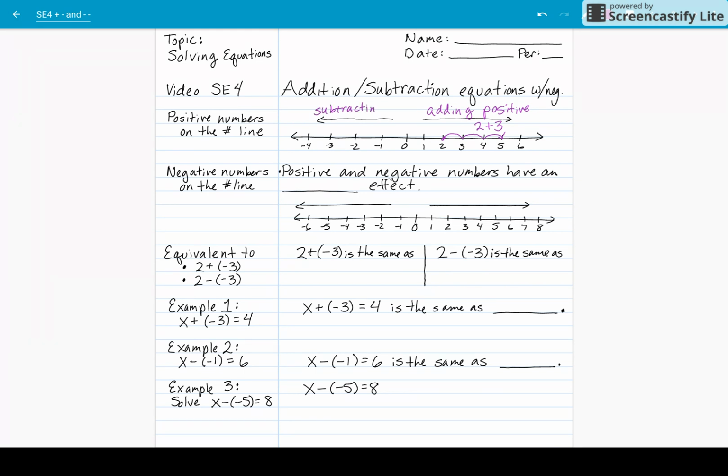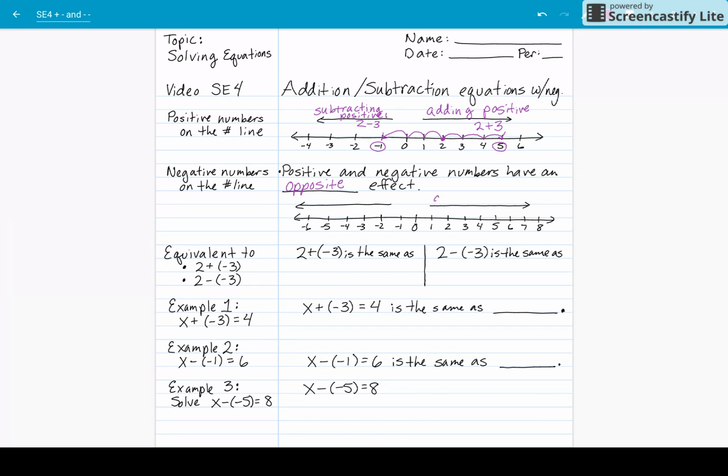it has the opposite effect. We're going to start at 2 and subtract 3. And we end up at 1, 2, 3, negative 1. Positive and negative numbers have an opposite effect on the number line.